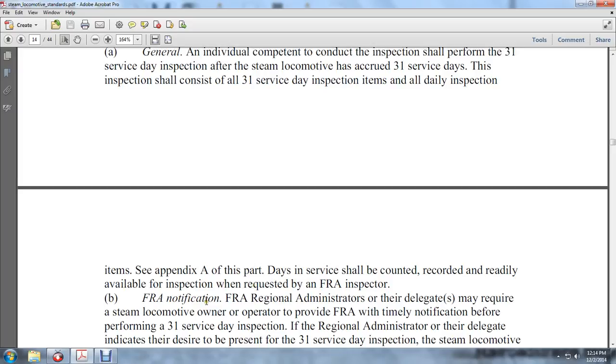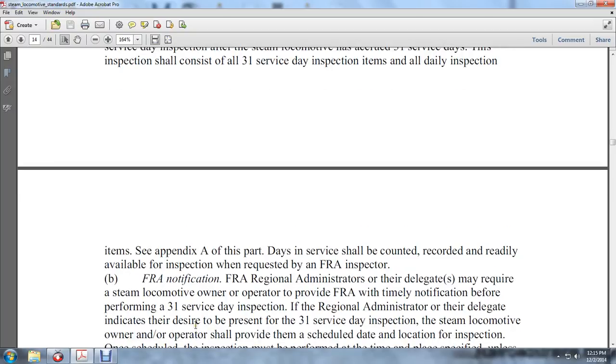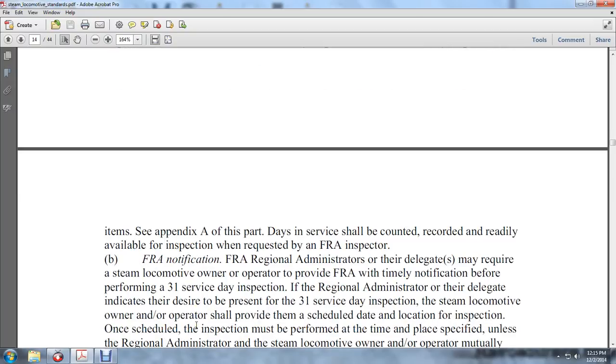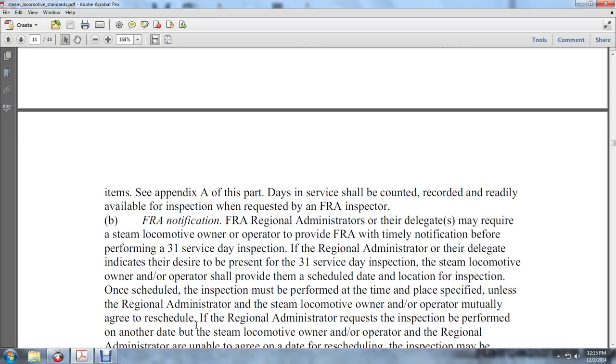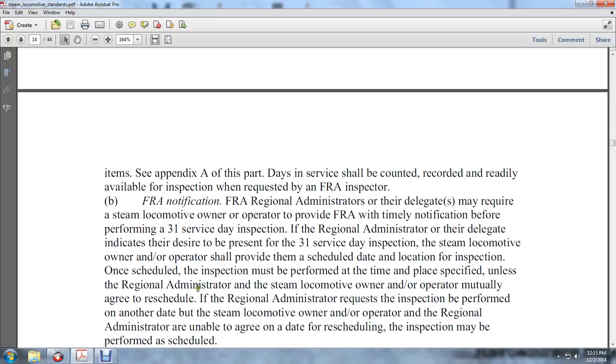Federal Railroad notification. The Federal Railroad Administration regional administrator or the delegate may require the steam locomotive owner or operator to provide the FRA with timely notification before performing a 31-day inspection. The regional administrator or the delegate indicates the desire to attend a 31-day inspection, and the steam locomotive owner and operator shall provide them the scheduled location of the inspection. The inspection is performed at the time and place specified, unless the regional administrator, the steam locomotive owner, and operator mutually agree to reschedule. If the regional administrator requests an inspection to be performed on another date, and the steam locomotive owner and operator and the regional administrator are unable to agree on the date of rescheduling, the inspection may be performed as scheduled.